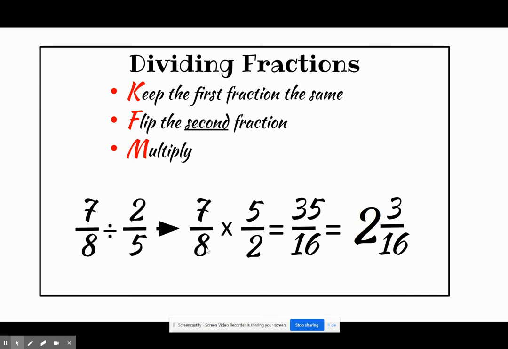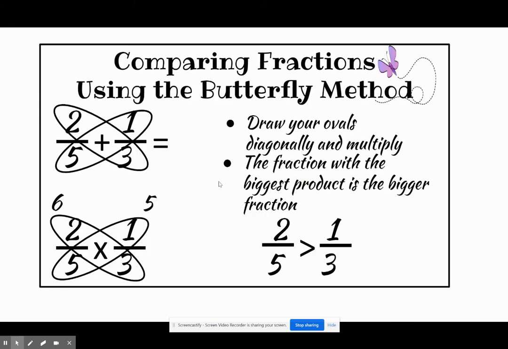So 7/8, the first one, stayed the same. The second fraction got flipped, so now it's 5/2 instead of 2/5, and now it's a multiplication problem. Multiply across the top. 7 times 5 is 35. Multiply across the bottom. 8 times 2 is 16. It's improper. When you divide 16 into 35, it goes in there 2 whole times with 3 left over, and the denominator stays the same. We'll spend a little more time on that in a minute.